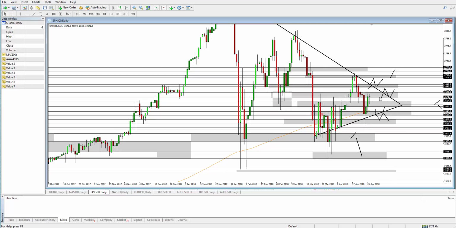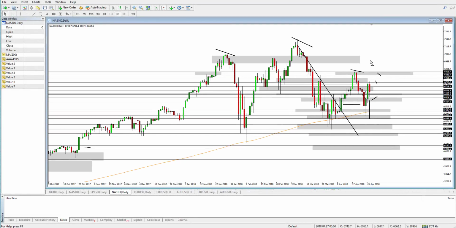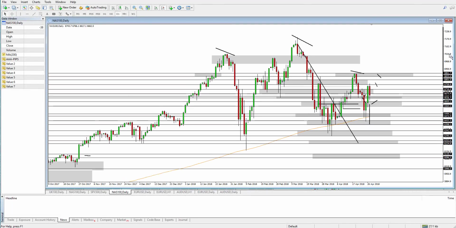Okay guys, so that's everything for this week for the S&P. Let's move on to the Nasdaq. Okay, so now we're moving on to the Nasdaq.